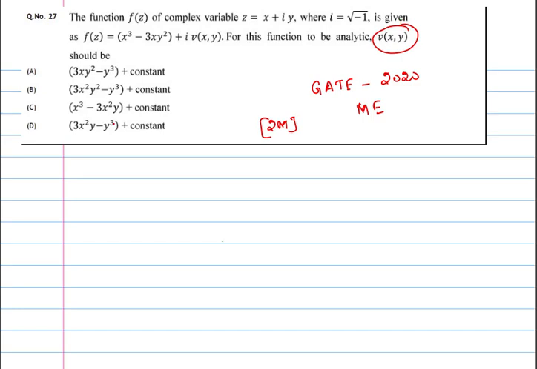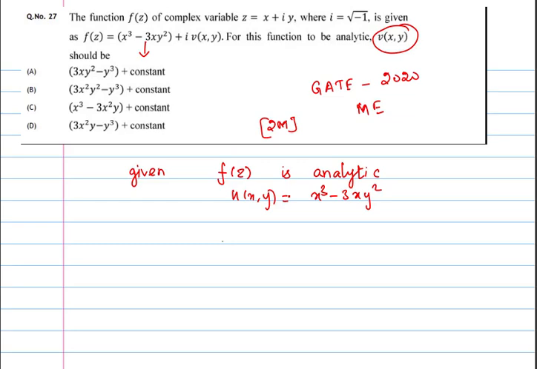So, how am I going to proceed? Given f of z is analytic and the real part u of x comma y is x cube minus 3 times x y square. So, we have to find the v of x comma y.